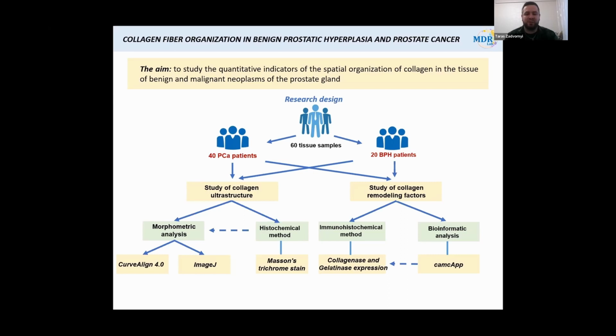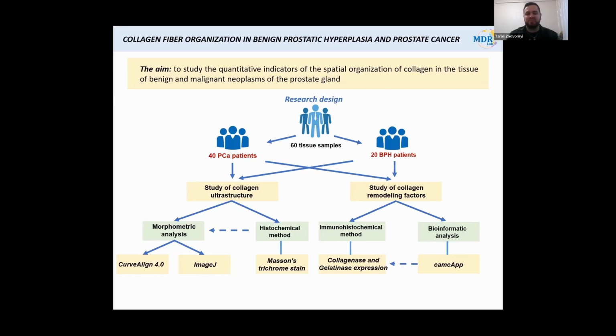And determination of collagen in the tissue of benign and malignant neoplasms of the prostate gland was carried out by a histochemical method. We used Masson trichrome staining, and the morphometric study of collagen fiber organization was performed using the ImageJ and CurveLab 4.0 beta version programs.